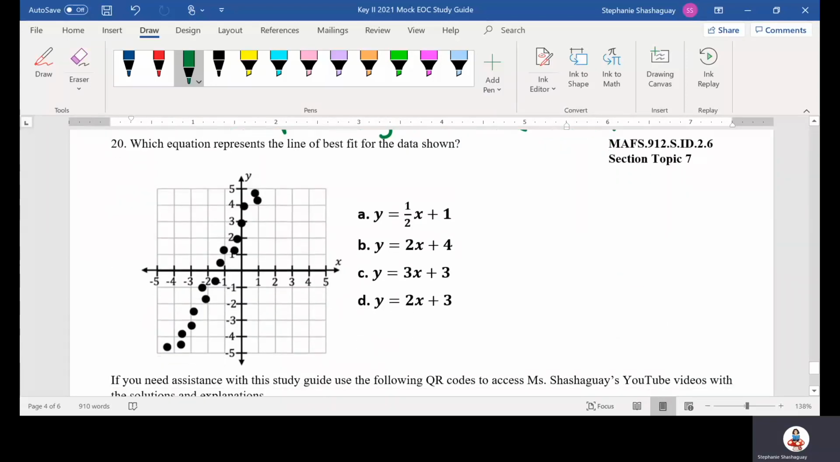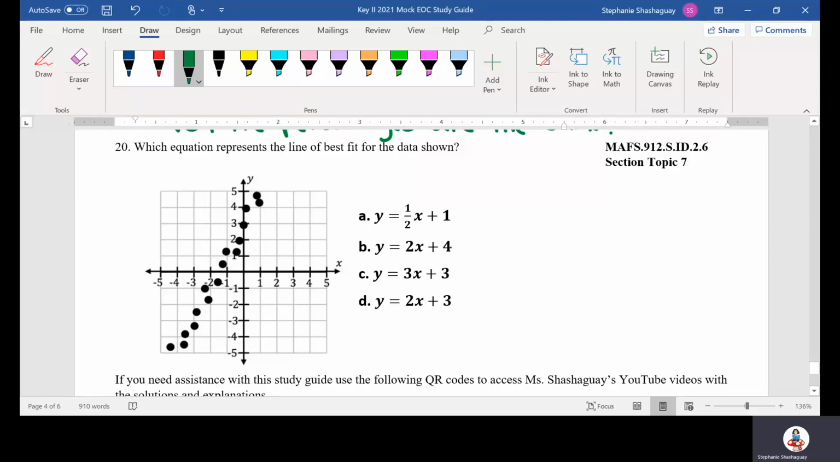Okay, question number 20. Which equation represents the line of best fit for the data shown? Okay, remember for our line of best fit, you're going to try your best to imagine or draw a line through the data perfectly. That line of best fit should have an equal number of dots on both the left and the right when you draw that line. So we need to figure out the equation for this line of fit.